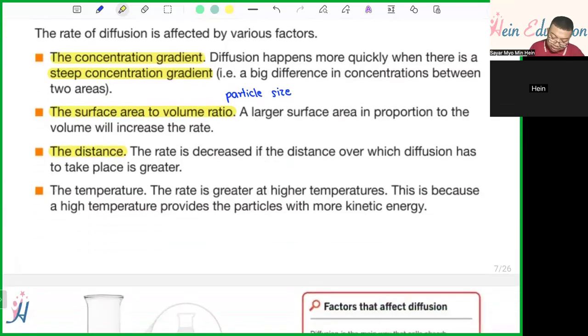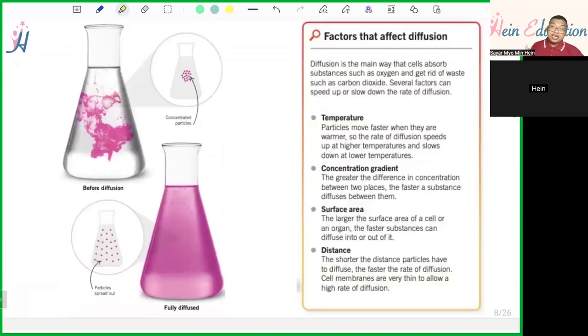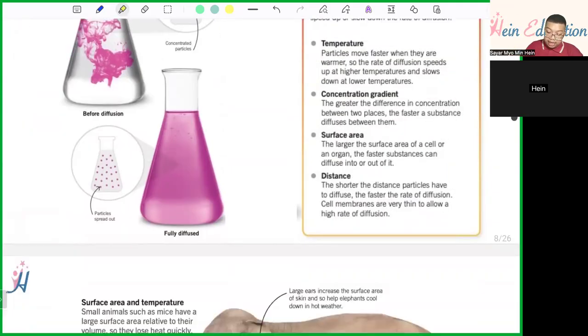And lastly is the temperature. The rate of diffusion will be greater at higher temperature, because at higher temperature the particles gain more kinetic energy, so they move faster or vibrate faster. So it will increase the rate of diffusion. This is the concept and the summary slide, where you can see the factors that affect the rate of diffusion, which include temperature, concentration gradient, surface area to volume ratio, and the distance.